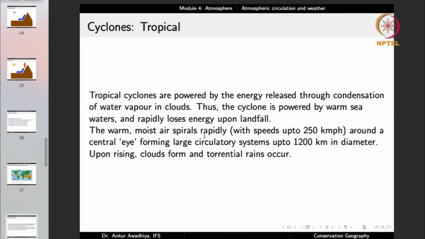The warm moist air spirals rapidly with speeds up to 250 km per hour, which as you'll remember is Beaufort scale 12, around a central eye, forming large circulatory systems up to 1200 kilometers in diameter. So these are large circulatory systems. Upon rising, clouds form and torrential rains occur.